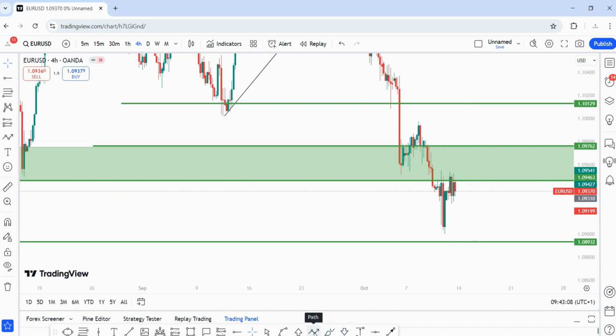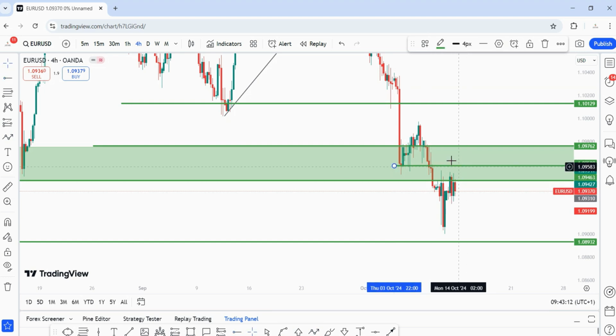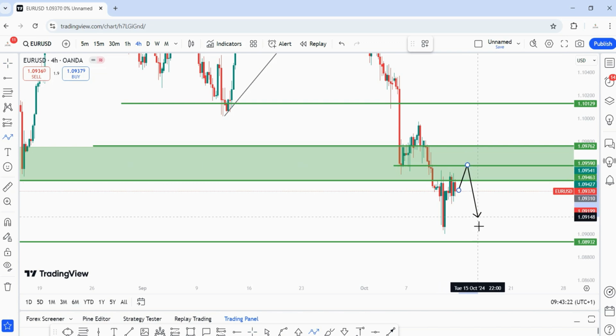So I'm going to give 3 scenarios here, actually, guys. If you are selling here, of course, your stop loss should be above this 1.09590 area. So price may do this in the opening section of next week before trading lower here. That's if DXY continues higher. But the chances of that happening, guys, is quite low.